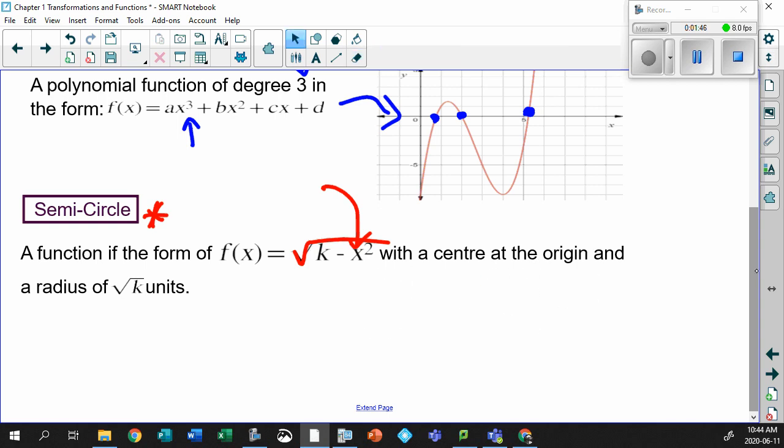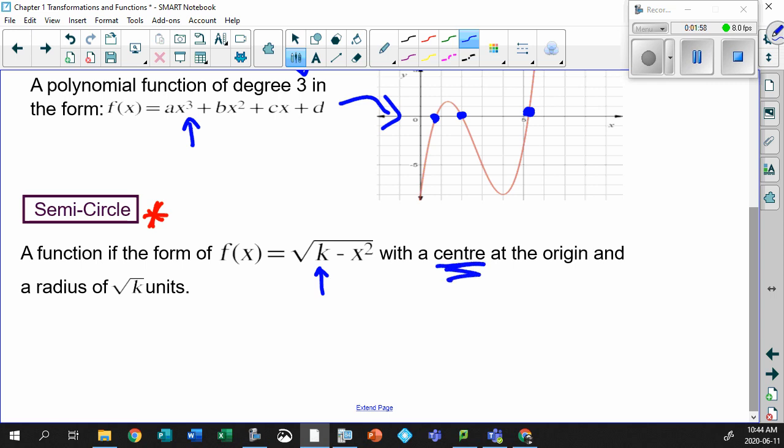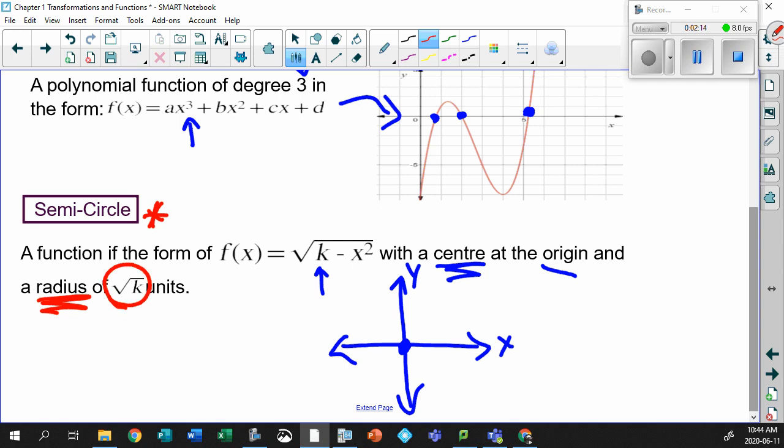As a matter of fact, I'm going to erase this so you can see it. Look at this. It's got a k value in there. The cool thing about this semicircle is it's going to have a center, and it's going to be the origin. So in other words, it's going to be right there on our x, y axis. The other cool thing is it's going to have a radius of whatever that k value is, square rooted. So if that k value was something like 16, all you got to do is square root it. This guy would be a radius of 4.